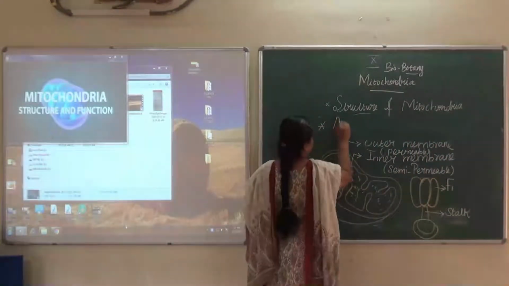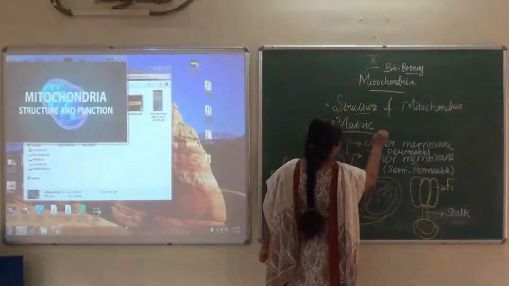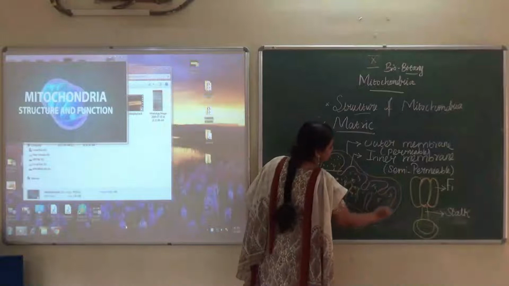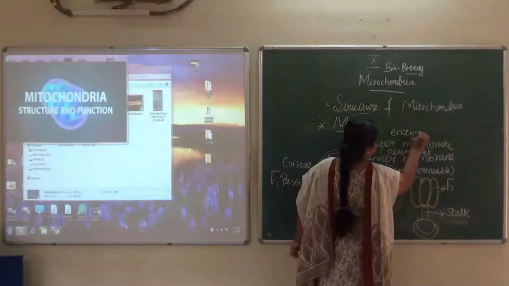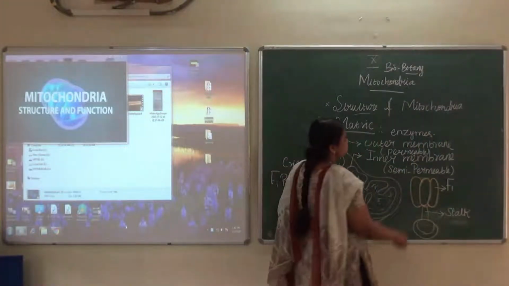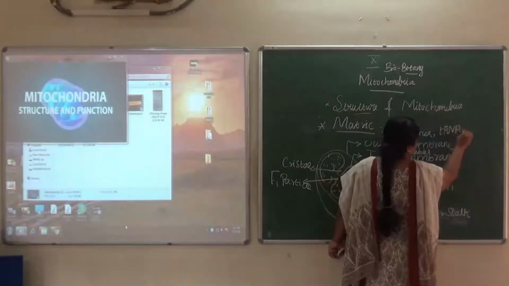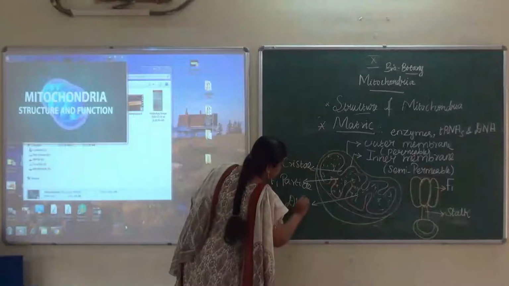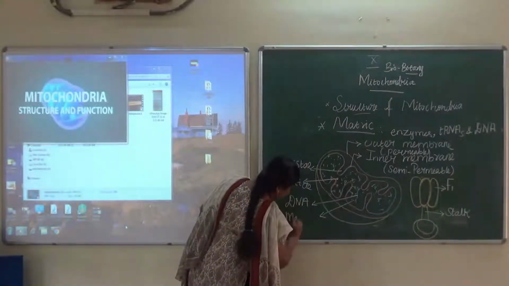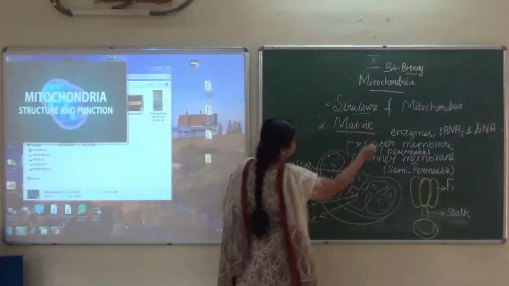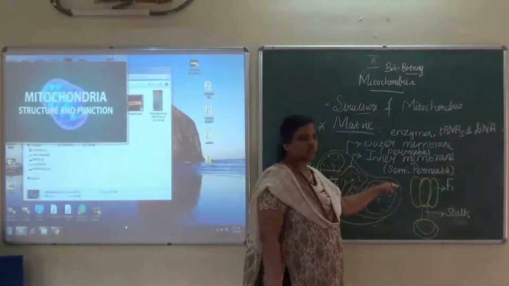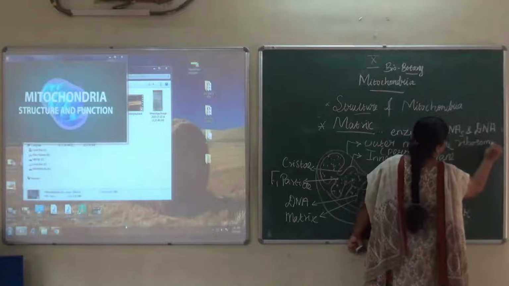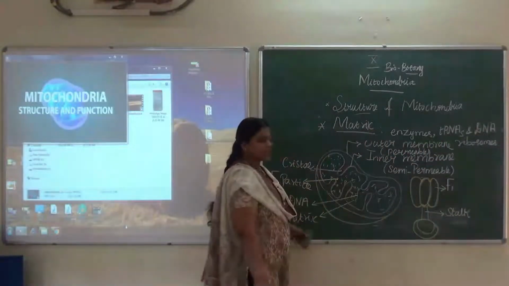And then the next one is the matrix of the mitochondria. It is made up of cytoplasm. The matrix has many enzymes, tRNAs and DNA, and the ribosomes also. Is it clear? Okay.